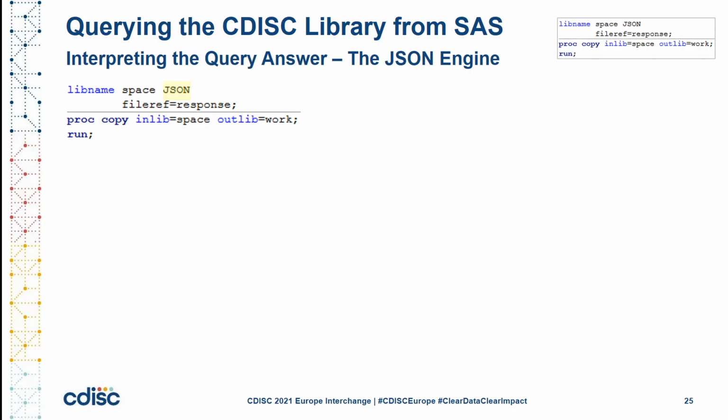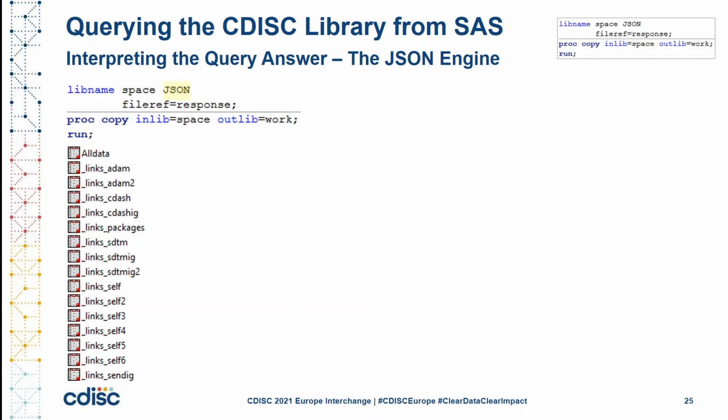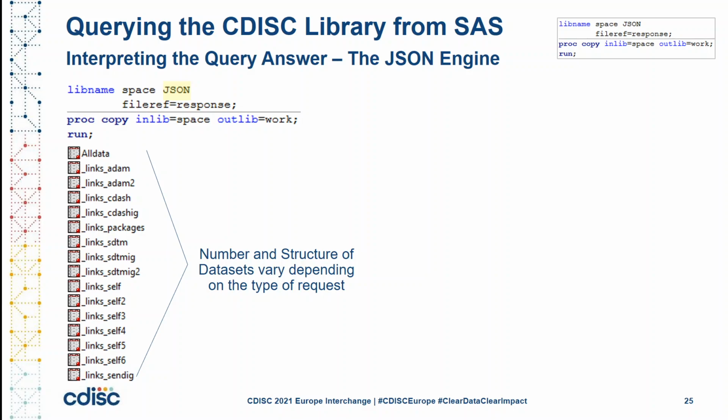So now we can potentially use some parsing technique, such as regular expressions, to interpret the JSON file, or we can make use of the JSON SAS libname engine. What the engine does for us is to try to guess or interpret the structure of your JSON file and organize the information into several data sets. And the number or type of data sets depends on the type of request we made.